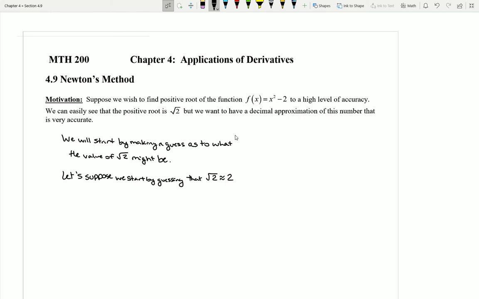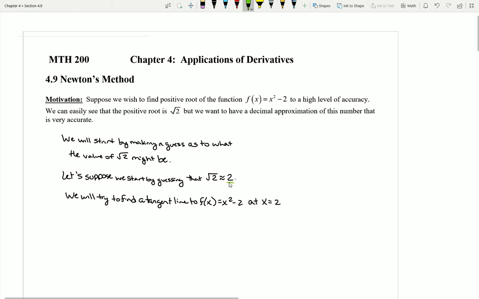So here's what I'm going to do. I'm going to take some of our knowledge that we've gathered throughout this chapter and the previous chapters about derivatives, and I'm going to put them to use here. And I'm going to put them to use in the following way. I say that we will try to find a tangent line to the function f of x equals x squared minus 2 at this value of x equals 2.